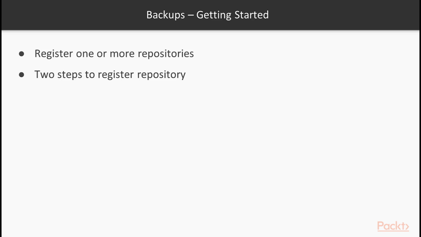Registering a repository is a two-step process that includes updating the path.repo in the Elasticsearch.yml configuration file. And once the repository has been registered, we can go about creating different snapshots for backup purposes. Note that, as we will soon see, snapshots can be cluster-wide or designated for specific indices.